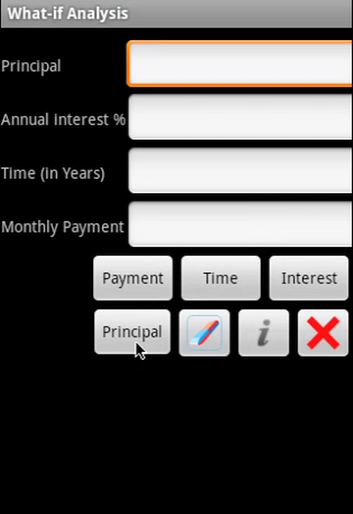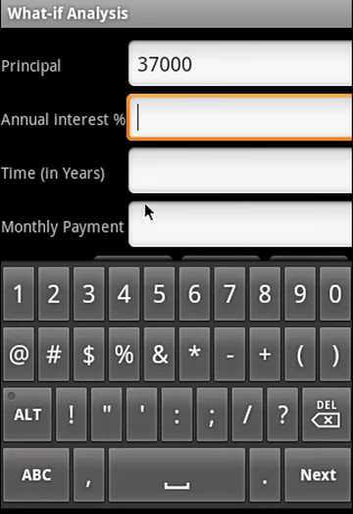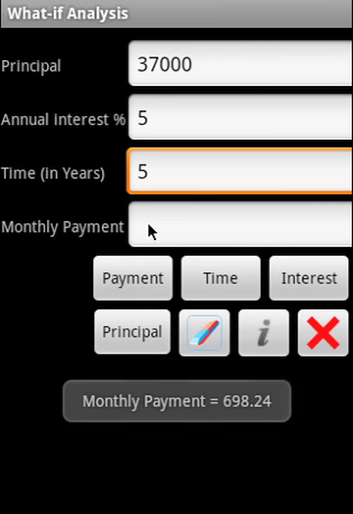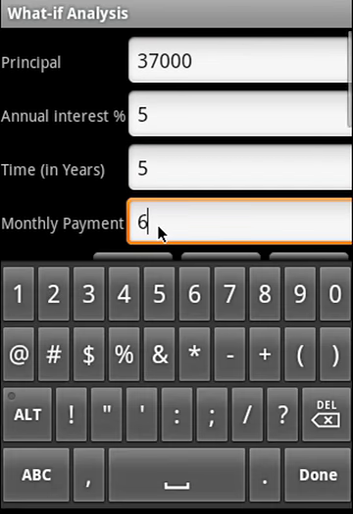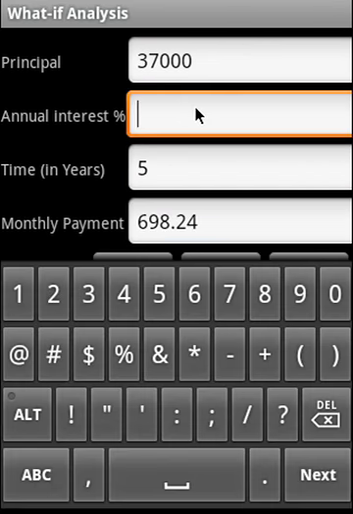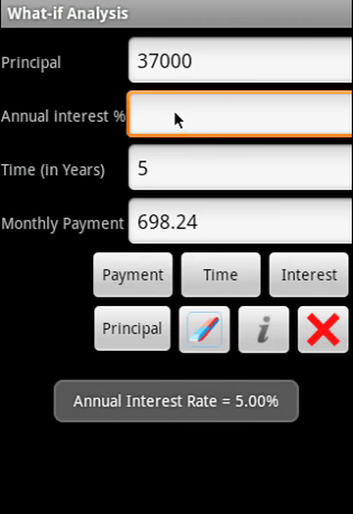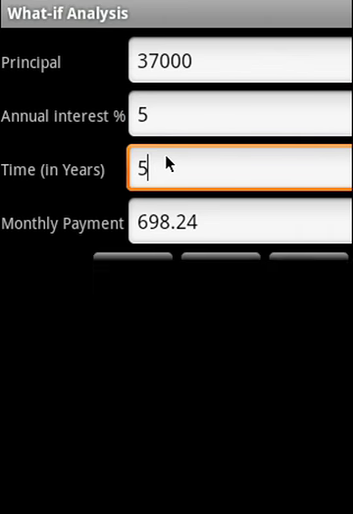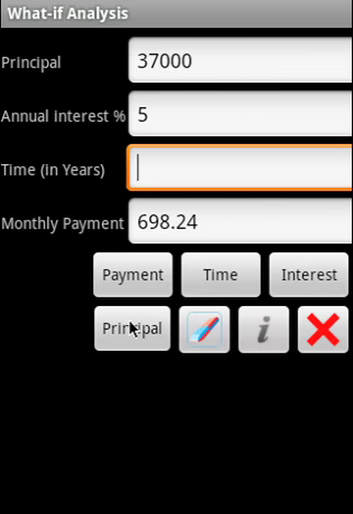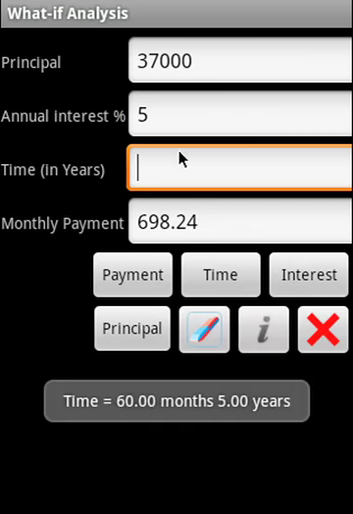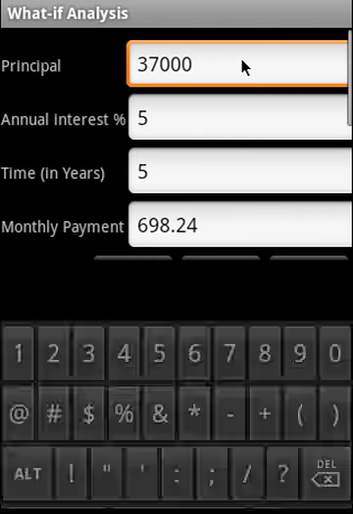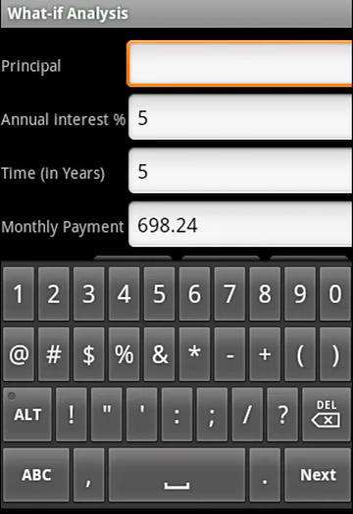And we're going to what-if analysis. Once you supply three of the variables, it's going to calculate the fourth variable. Say 37,000, then a 5% interest rate and 5 years. If you want to calculate the payment amount, it will calculate it for you. Say we have the payment amount. Now you want to calculate the annual interest, and it will calculate the annual interest. Now say we supply the annual interest and we don't have the time, it will calculate the time for us. Now we say we have time, we want to know what the principal amount is.